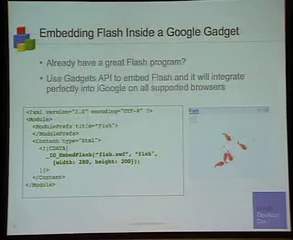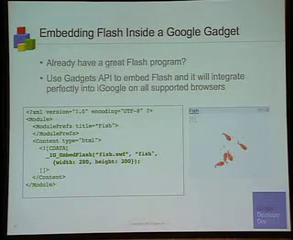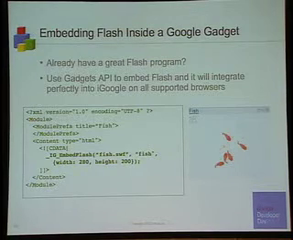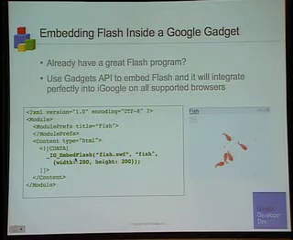So you can see here's the code for this gadget. And it's very similar to what we had before, again. Except in the content section, I use this function called IG embed Flash. And to this, I pass the location of my Flash file. I give it a name. And then I give it some extra data. In this case, it's just the width and the height. So I'll show you this gadget.